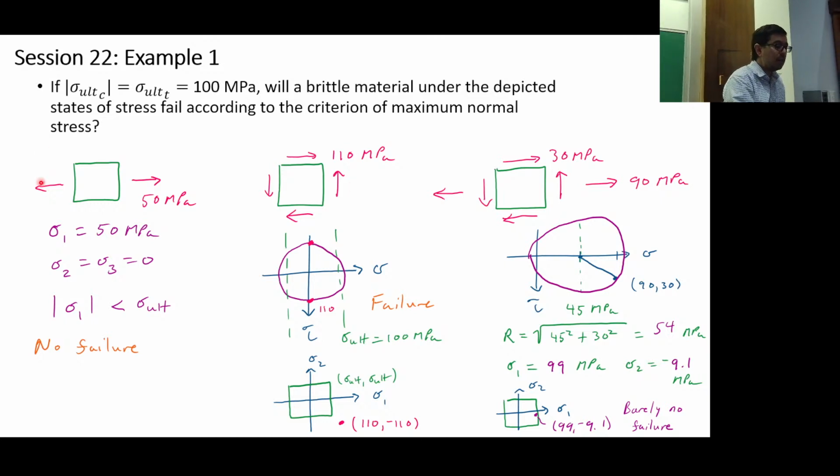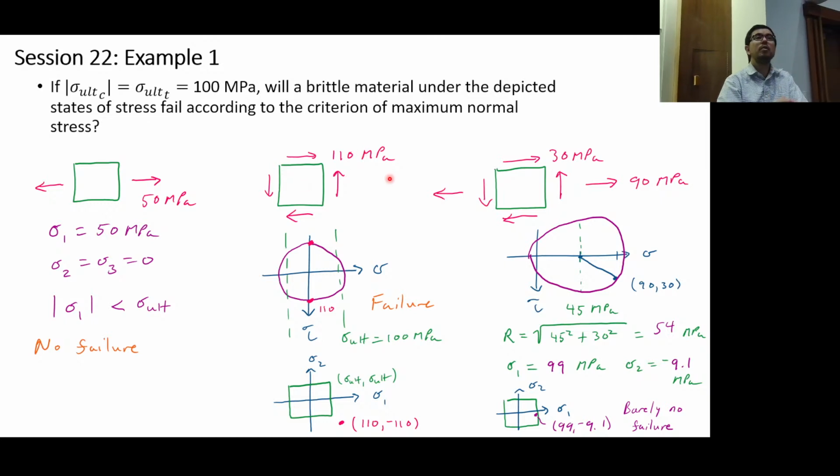These are givens, right? I'm handing them to you. I'm saying, look, this material is experiencing this state of stress, right? And then I have to go from that state of stress and figure out if the maximum normal stress, if any of the maximum normal stresses I can calculate, is greater than the ultimate tensile or ultimate compressive strength of the material. Am I making sense?